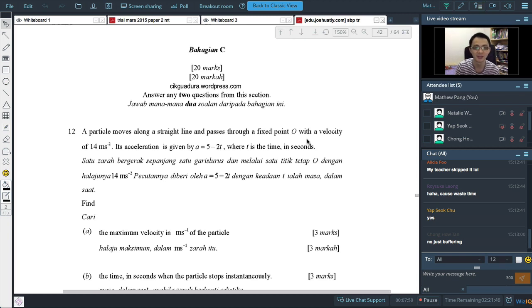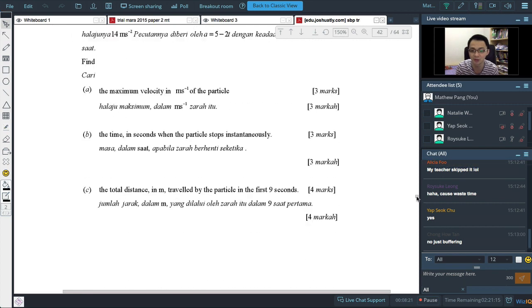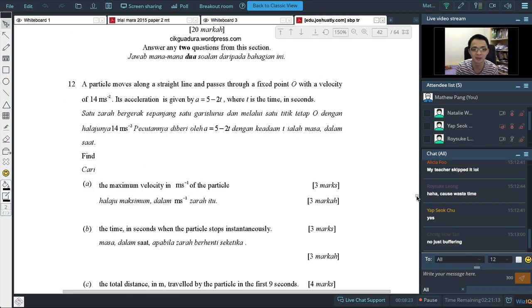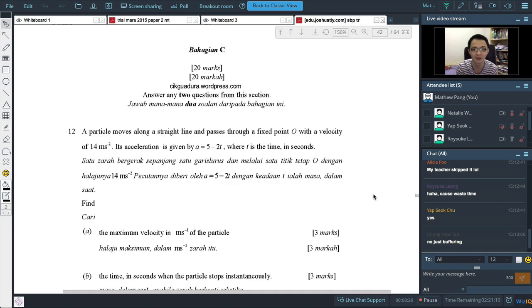All right, so today we're going to discuss section C. This is for MF paper 2. This is SBP 2014 paper 2 section C. We will start from the motion along the straight line. For this question, it's quite easy, but you will need to understand some information. By the way, section C has 4 questions, you only need to choose 2. So let's begin with the information we have.